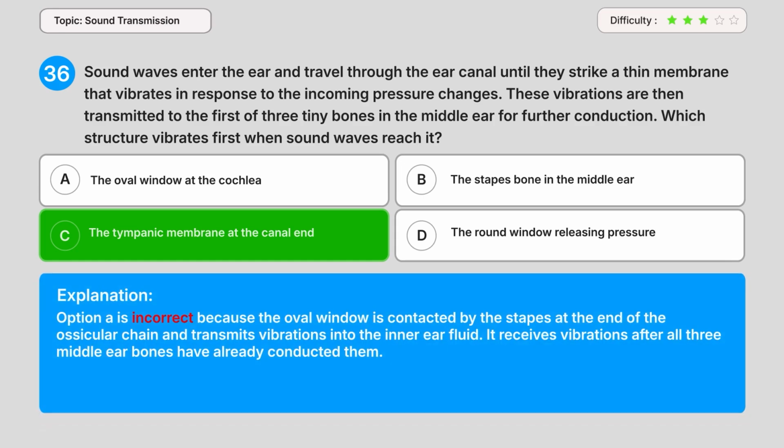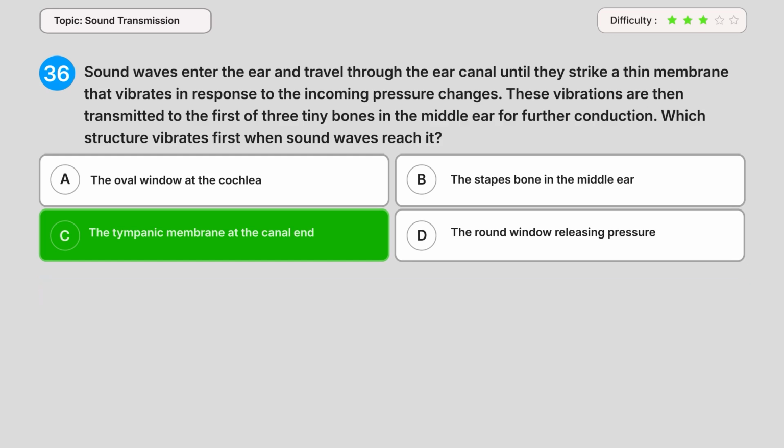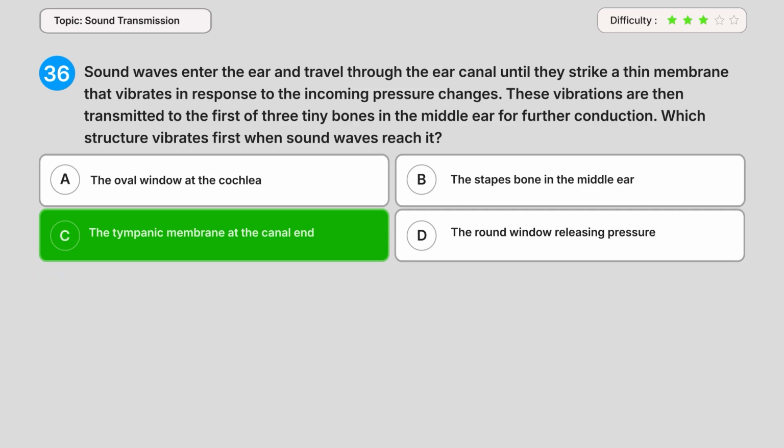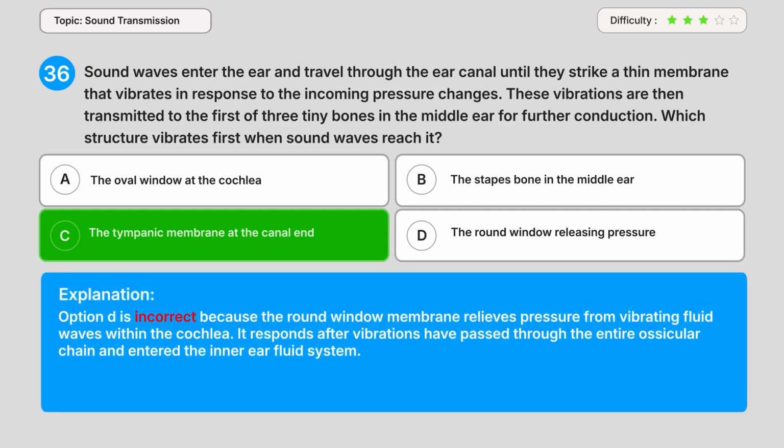Option A is incorrect because the oval window receives vibrations from the stapes, the third bone in the middle ear, and transmits them to the inner ear. Option B is incorrect because the stapes is the last of the 3 bones in the middle ear, receiving vibrations after the malleus and incus. Option D is incorrect because the round window relieves pressure from vibrating fluid waves within the cochlea, responding after vibrations have passed through the middle ear.